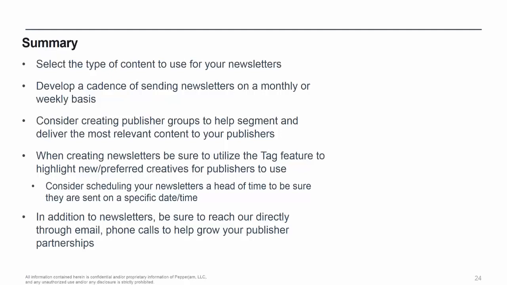And just as a quick summary, when you're creating your newsletters, you always want to select the type of content that you're using, develop your cadence for how often you're going to be sending these newsletters, either on a monthly or maybe weekly basis, and consider creating some publisher groups to help segment and deliver that content that those publishers will be looking for when they're promoting the program. Always utilize the tag feature to highlight some new and preferred creatives for those publishers to use. You might want to consider scheduling your newsletters ahead of time. And then in addition to sending your newsletters, you want to continue to reach out directly to publishers through email and setting up phone calls and things like that to continue to grow your partnerships.